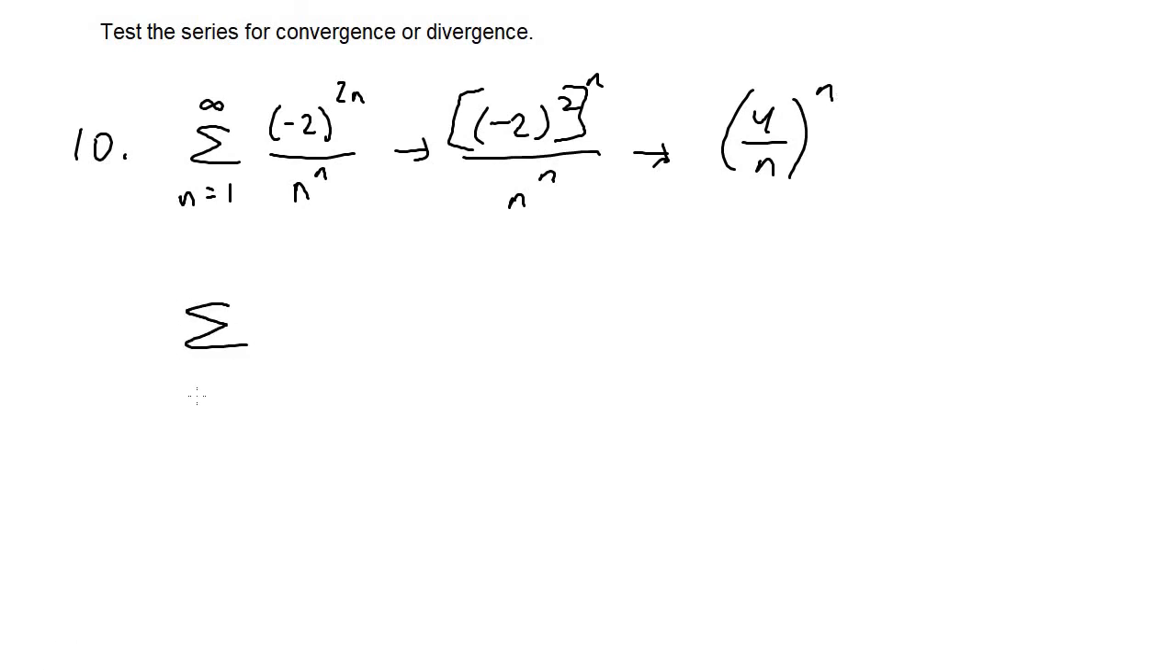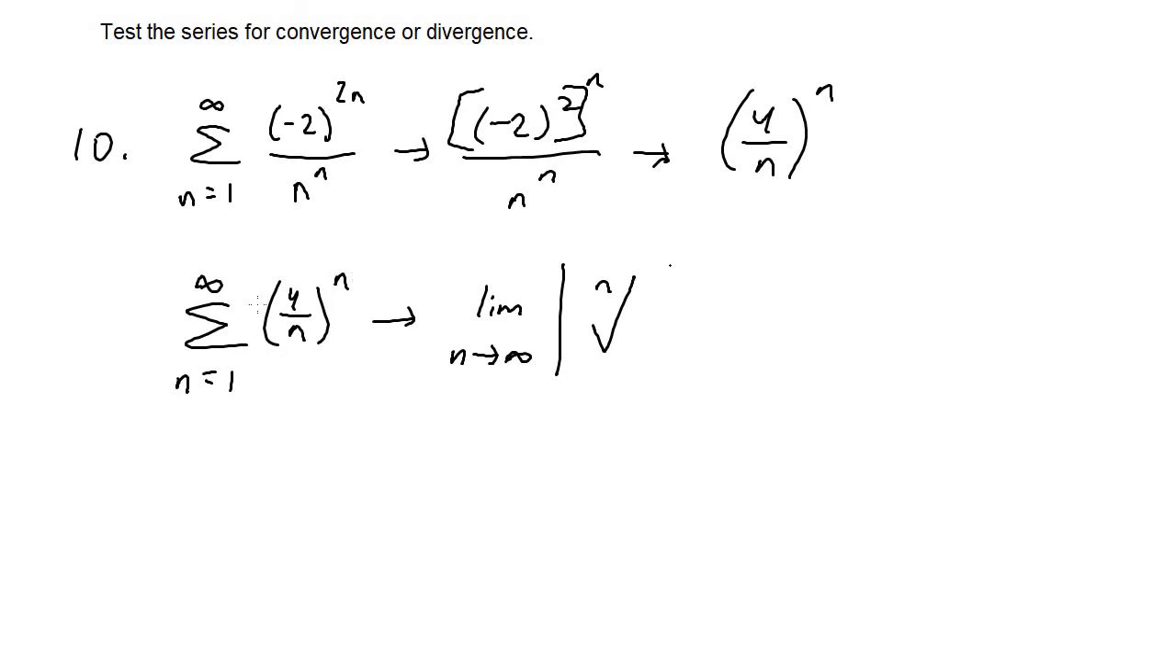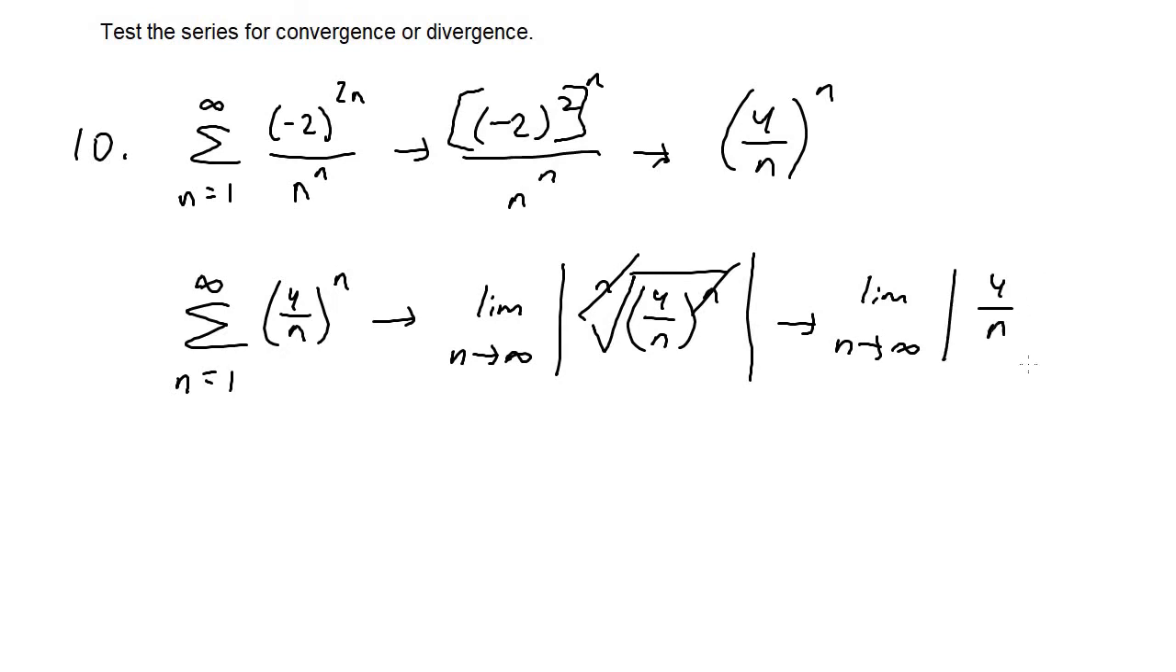So now rewriting the series, we have the infinite series from n equals 1 to infinity of, once again, 4 over n, the entire thing raised to the n. Now because we have an exponent n, and there's a variable inside as well, it's probably a good idea to use the root test. So once again, in the root test, we're going to take the limit as n approaches infinity of the absolute value of the nth root of whatever's inside the series. So in this case, we would take the nth root of 4 over n to the n power. Now this is good because the nth root of something raised to the n power will cancel. So all we're left with is the limit as n approaches infinity of the absolute value of 4 over n.